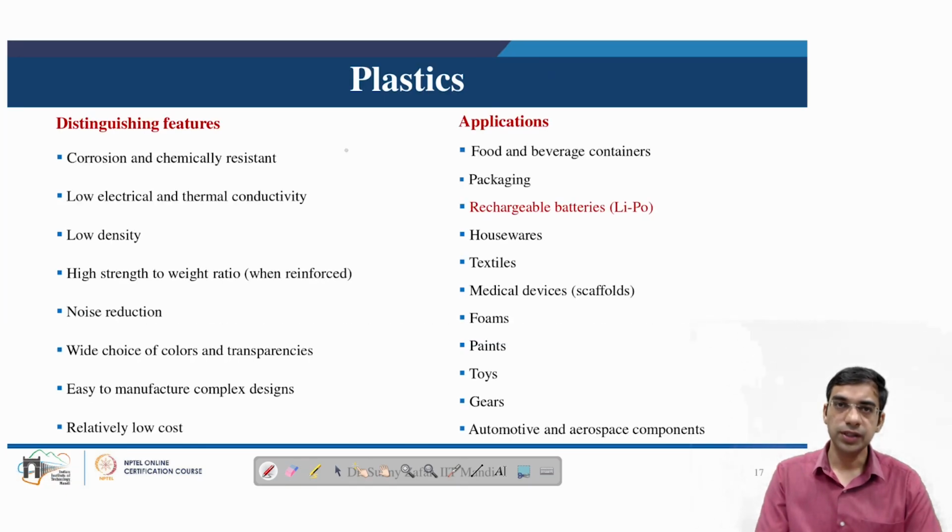Distinguishing features of polymers or plastics include that they are very resistant to corrosion and chemicals. They have low electrical and thermal conductivity given their covalent bonds, which means all electrons are shared. They have low density. They have a high strength to weight ratio, especially when reinforced. They are useful in noise reduction. They are available in a wide choice of colors and transparencies. With plastics, of course, we can manufacture several complex products at relatively low cost.